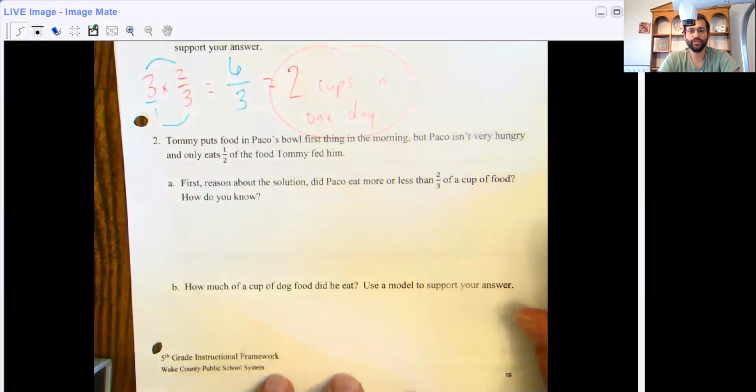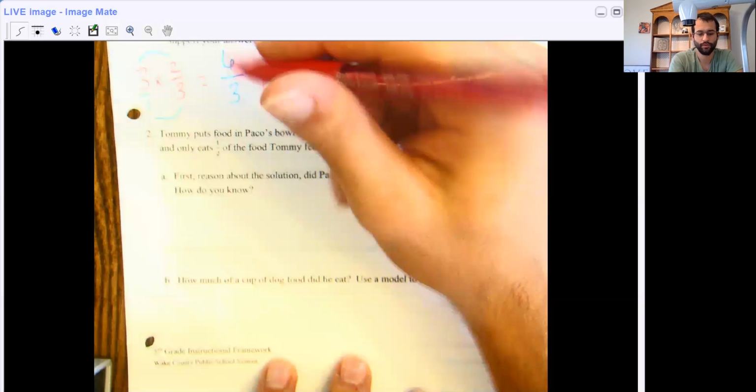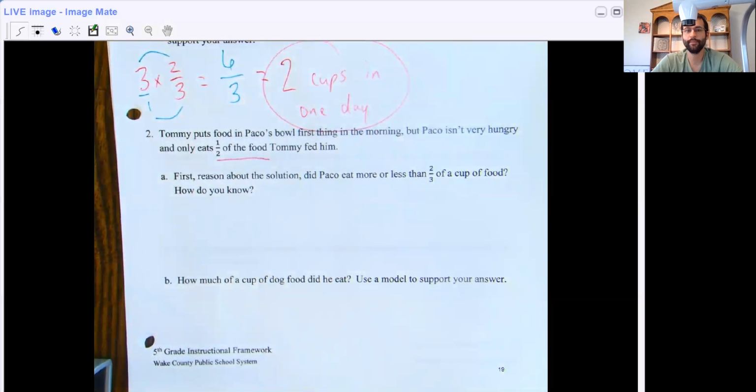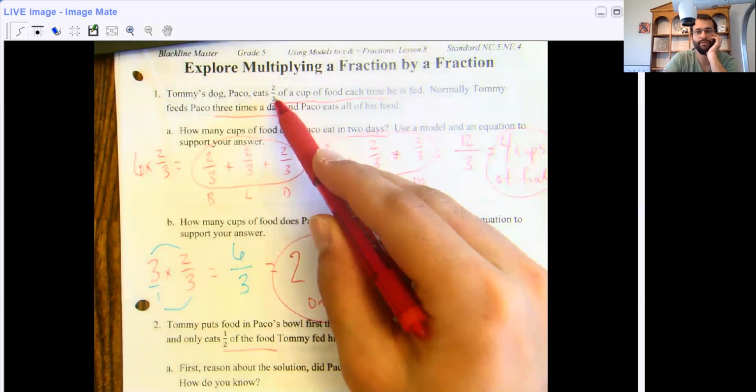All right, so question number 2, let's see how this is a little bit different. It says that Tommy puts food in Paco's bowl first thing in the morning, so it's breakfast meal. But Paco isn't very hungry, it only eats half of the food. So let's think about, once again, how much does Paco get? Let's go back up again. Let's see here, Paco gets 2/3 every meal.